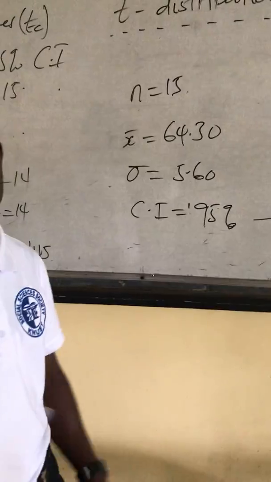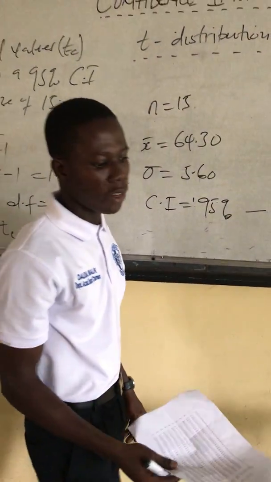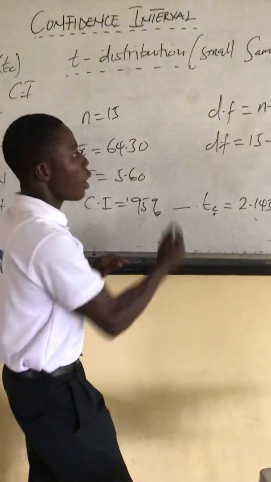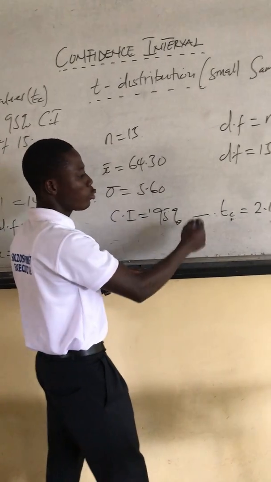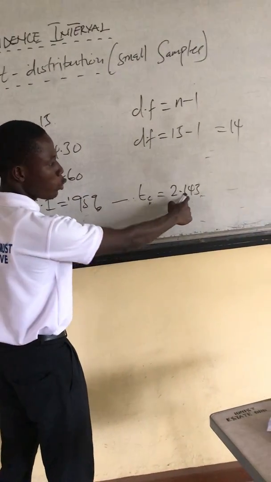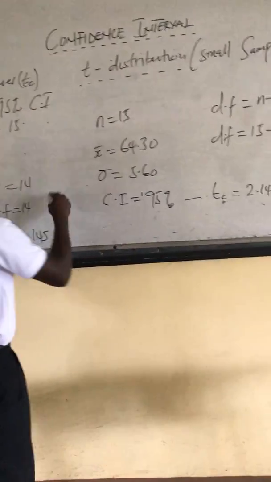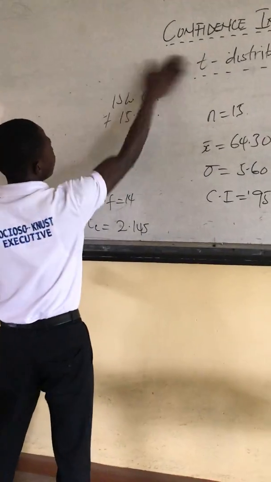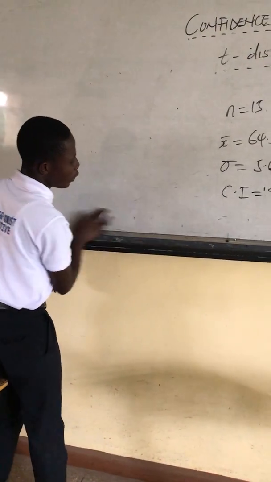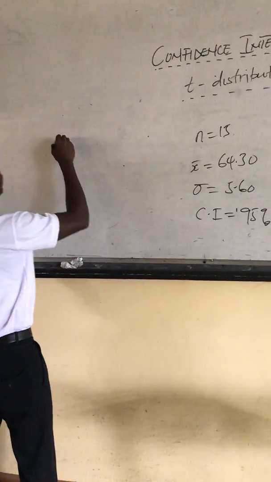Now we are done with the table. So you go straight to the question, then you solve them. Because we are done, our degree of freedom was 14 and the confidence level was 95. Its corresponding area was 2.145. So you come here, then you write the same margin of error.